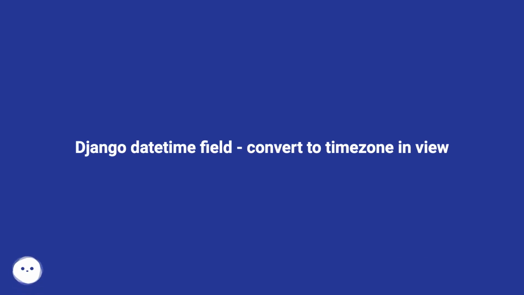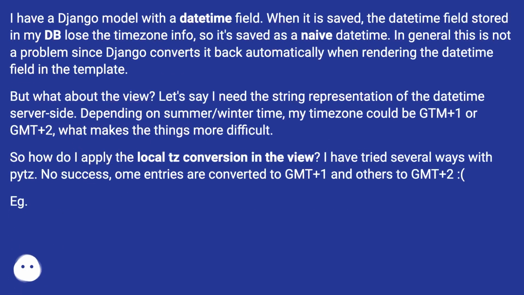Django datetime field. Convert to time zone in view. I have a Django model with a datetime field. When it is saved, the datetime field stored in my DB loses the time zone info, so it's saved as a naive datetime. In general, this is not a problem since Django converts it back automatically when rendering the datetime field in the template. But what about the view?